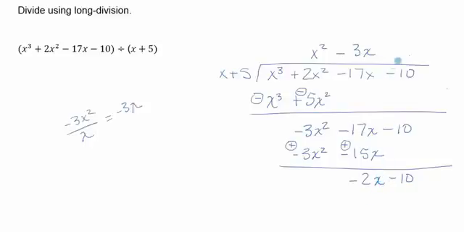We'll do one more. We have to get to the end here for us to be finished. So negative 2x divided by x. So we're thinking again over here.